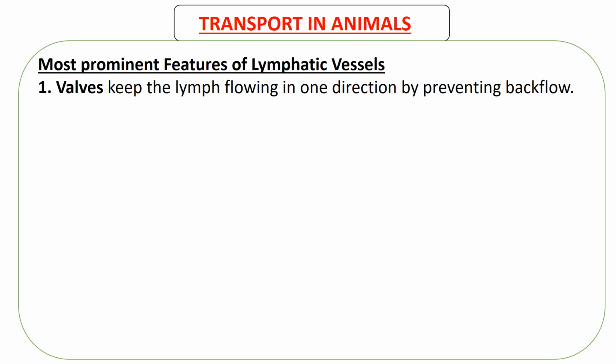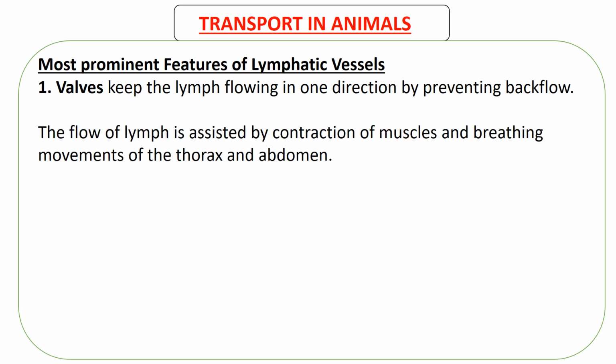Now, if I ask a question: in the blood circulatory system, we have the heart that pumps blood around the body. What about in the lymphatic system? What do we have? In the lymphatic system, we don't have any organ that pumps the lymph around the body. So the flow of the lymph is assisted by contraction of muscles and breathing movements of the thorax and abdomen. As you are breathing, that breathing movement helps the lymph to move from one point to another.